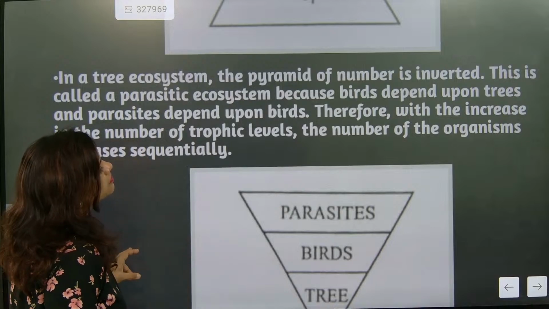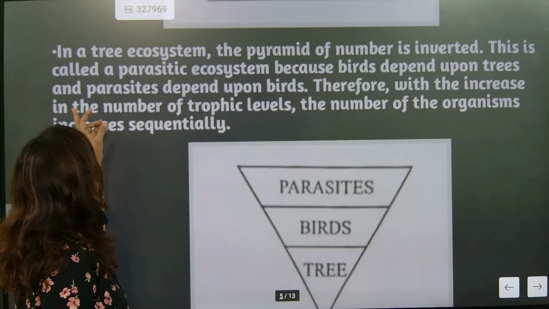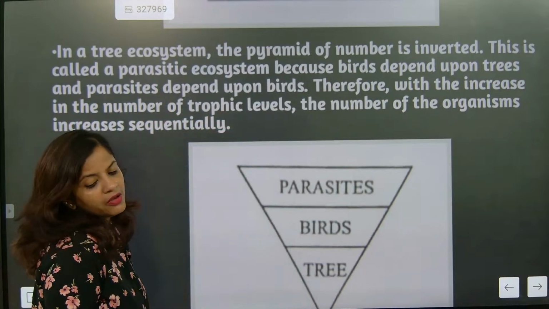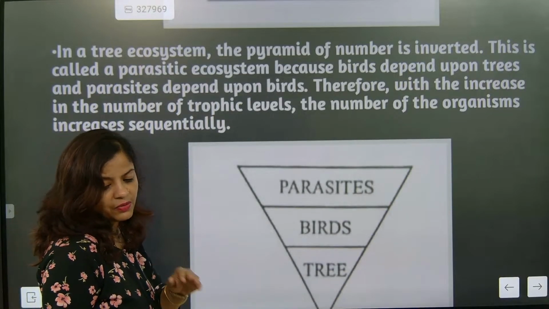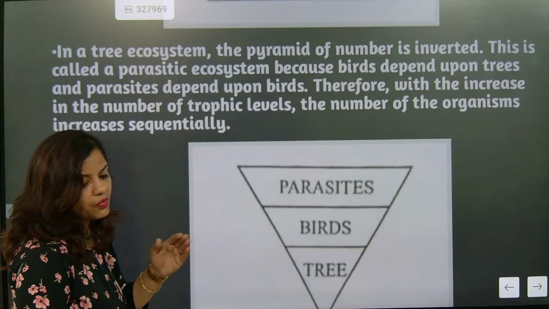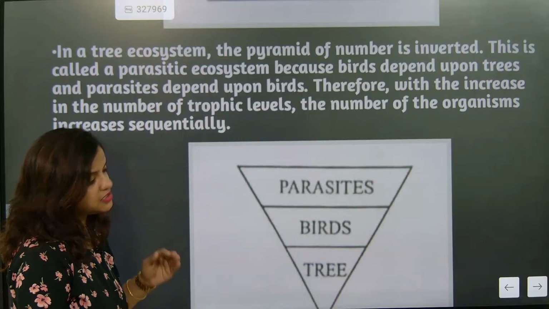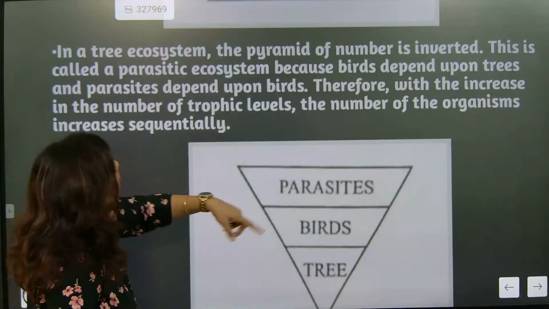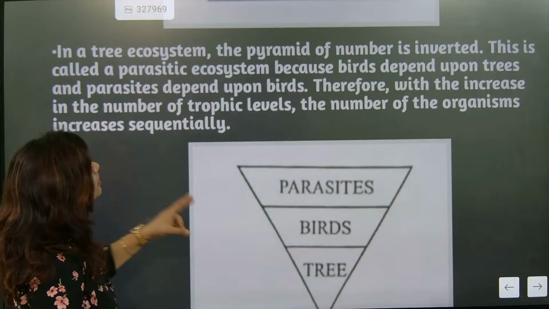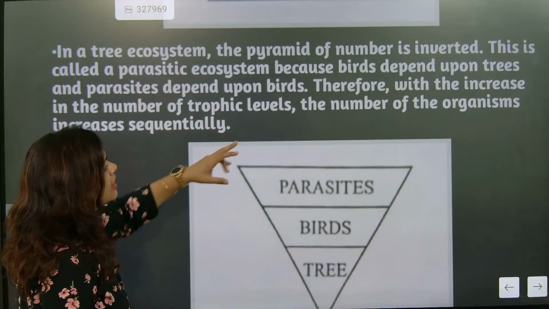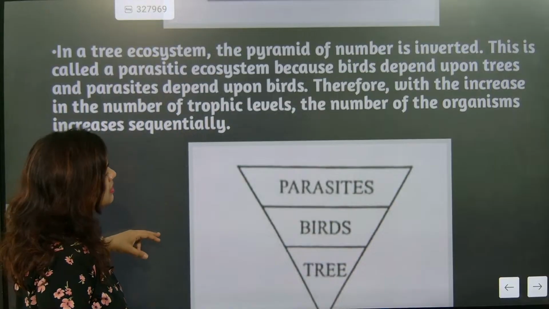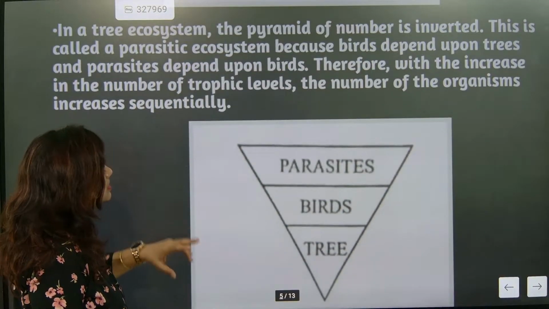It is a parasitic ecosystem because birds depend upon trees and parasites depend upon birds. So birds depend on trees and parasites depend on birds, and only so it is called an inverted system. Therefore, with the increase in the trophic level, the number of organisms increases sequentially. How?